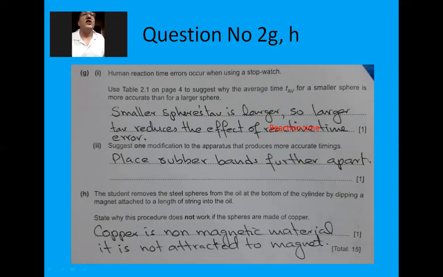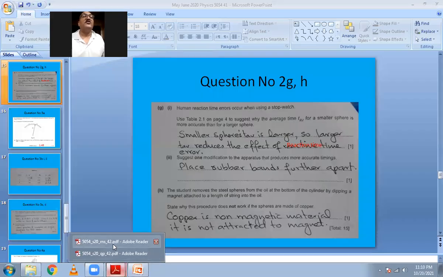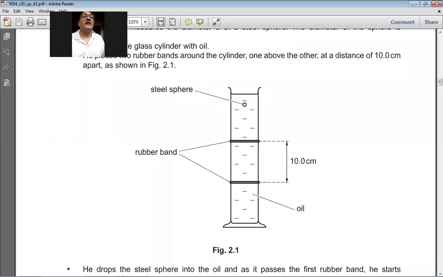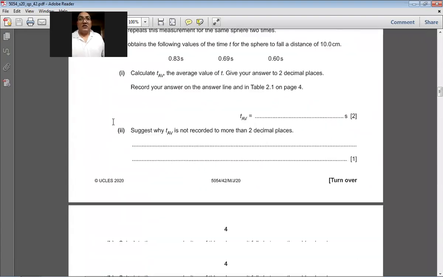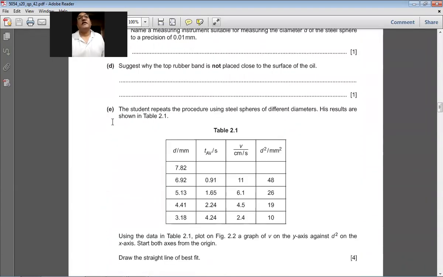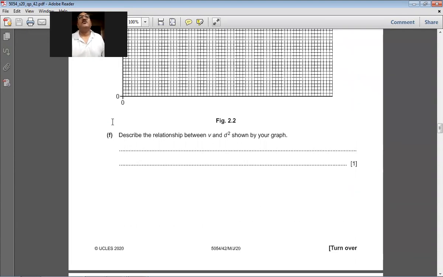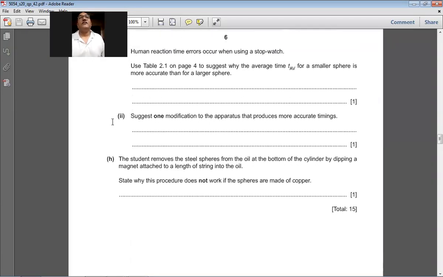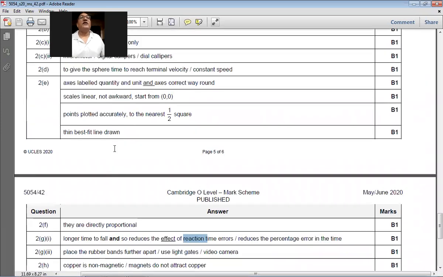So that was question number 2. It was of 15 marks. Here I corrected one word actually. The word is reaction time. Let me show you the whole question, because I have not shown you the question. Most of the question was available. So this is the whole question. Now let me show you the marking scheme.